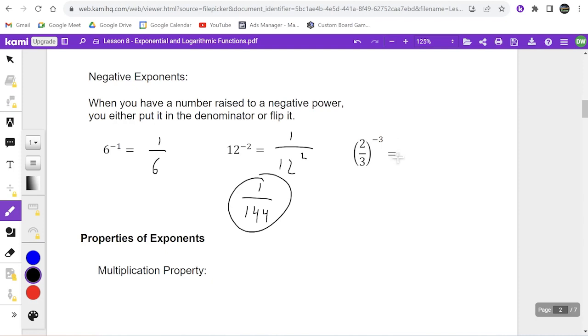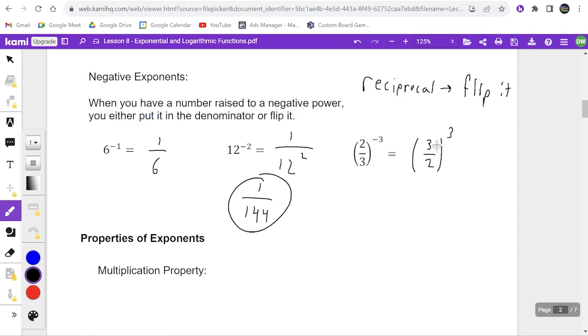This is what I was talking about earlier. If you have a negative exponent and it's a fraction, reciprocal. And reciprocal just means flip it. So it's going to be 3/2 now to the positive third power. And you may be wondering, how do I deal with this? Well, first you can plug it in your calculator, but let's say you don't have a calculator.